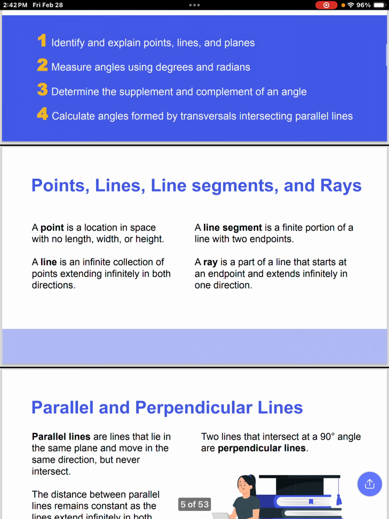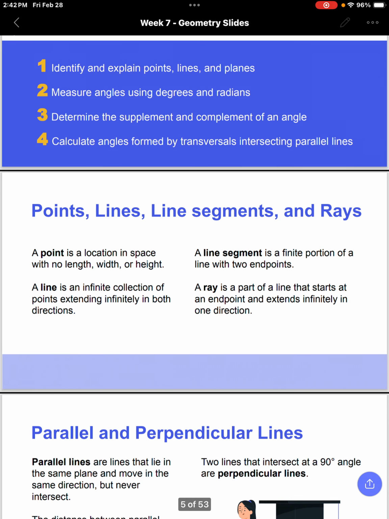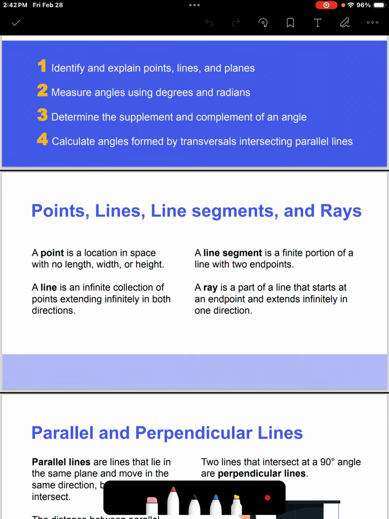So we have a point, and a point is a location in space with no length, width, or height. So we need to remember that. A point is a location in space with no length, width, or height. It's just a dot. And we label that with a capital A.